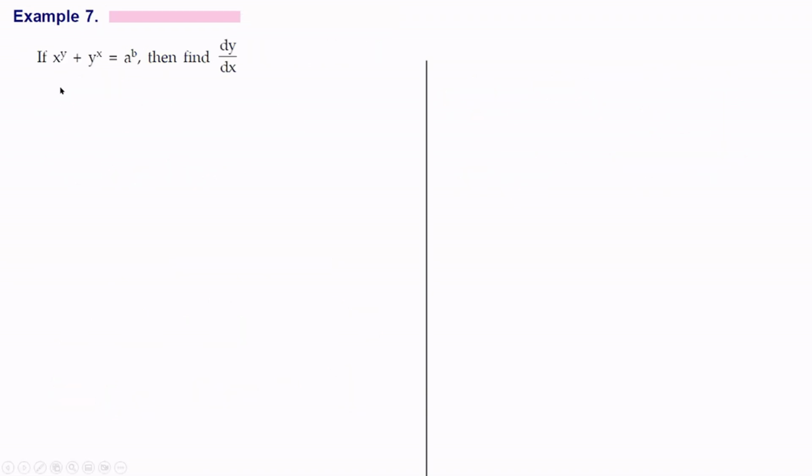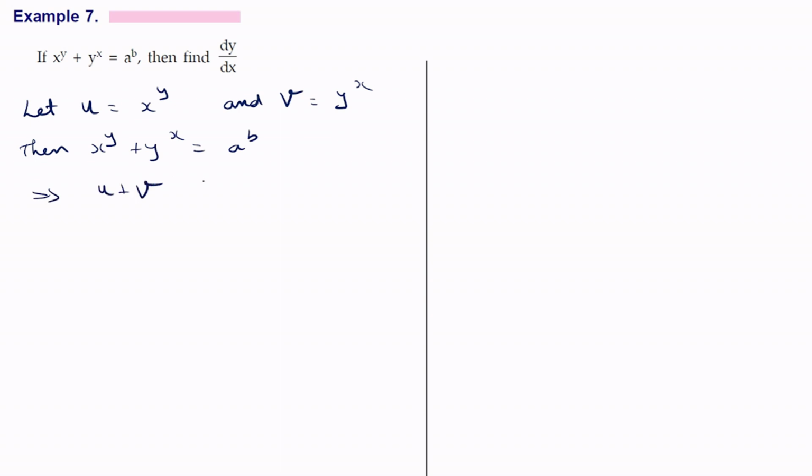Next question, if x raised to y plus y raised to x equals a raised to b, then find dy by dx. So here let us take u equal to x raised to y and v equal to y raised to x. Then x raised to y plus y raised to x equal to a raised to b implies u plus v equal to a raised to b.